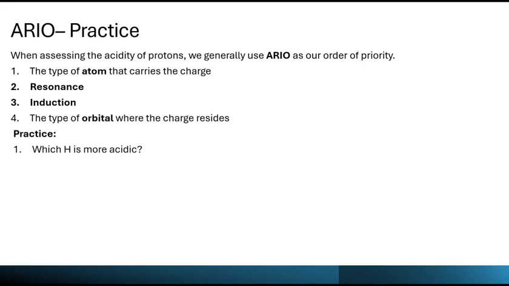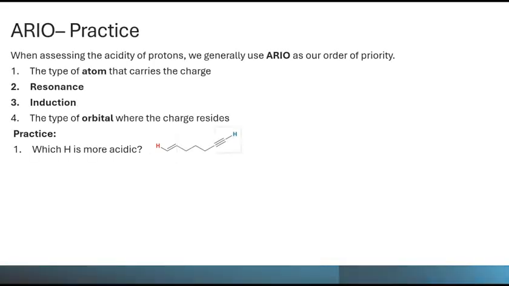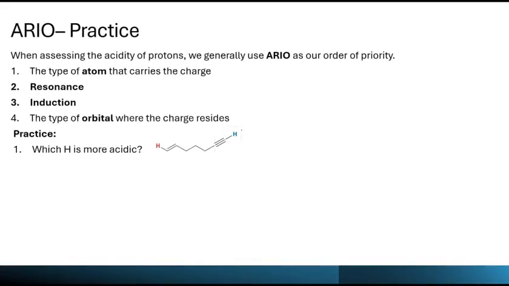Now let's consider which H is more acidic. Is it going to be the one that's red, that's attached to the alkene, or the one that's in blue, that's attached to the alkyne carbon? Well, in both cases, we're going to be left with the carbanion when H+ leaves. However, with this one here, the carbanion will have the negative charge in an sp2 hybridized orbital, while this one will have it in an sp. The sp can stabilize it better, so that means the blue one is the more acidic one.